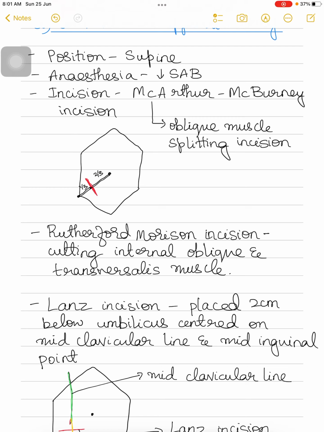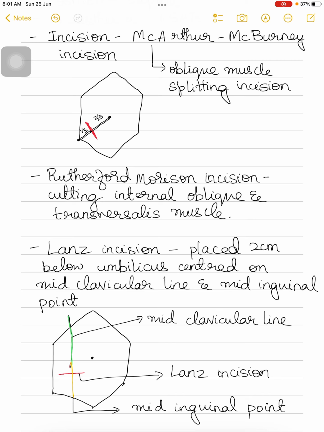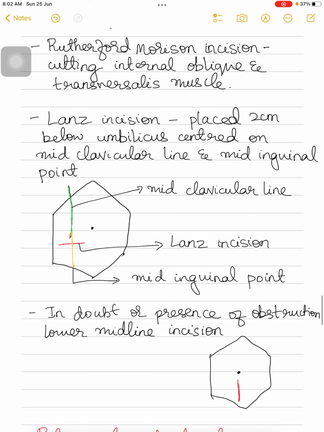When you open up the external oblique aponeurosis, you see the internal oblique muscle. You always split these muscles rather than dividing them with the cautery. Rutherford Morrison incision is cutting the internal oblique and the transversalis muscle. Lanz incision is placed 2 cm below the umbilicus, centered between the mid-clavicular line and the mid-inguinal point. Mid-inguinal point is the point between the pubic symphysis and the anterior superior iliac spine.